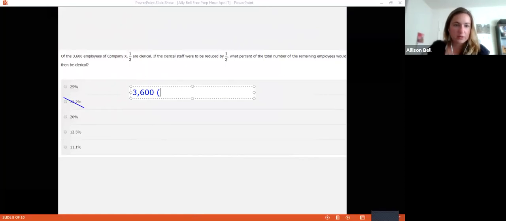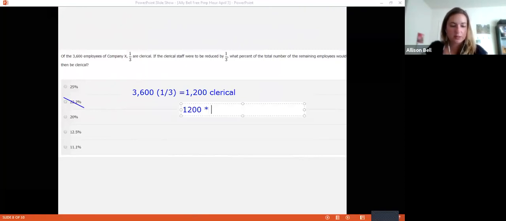So we start with, okay, 3,600, 1/3 are clerical. So we have 1,200 clerical to start. This gets reduced by 1/3. So we say 1,200 times 2/3 is going to be 800.